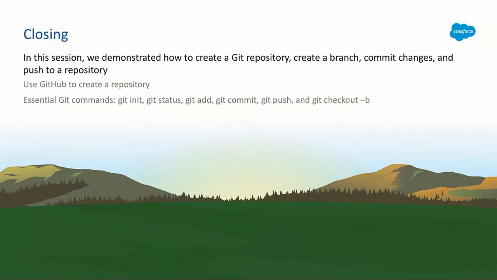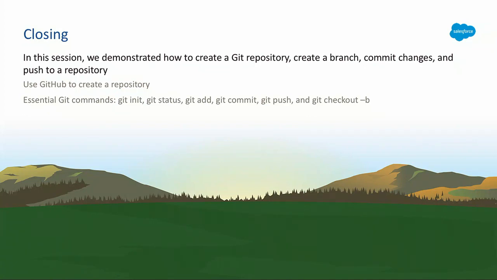All right, so that's our presentation, but we demonstrated how to create a Git repository, create a branch, we committed changes, and we pushed to a remote repository in GitHub. If you take anything away from this, it should be these six Git commands. Git init, which creates a new repository, Git status, which sees any changes, Git add, that stages the changes, getting them ready to commit to your computer. Git commit, which actually saves those changes onto your local machine.